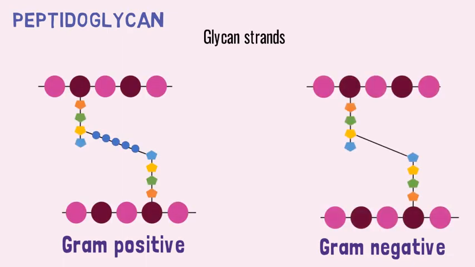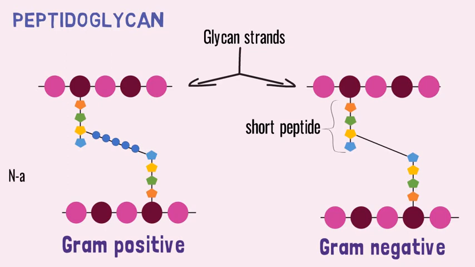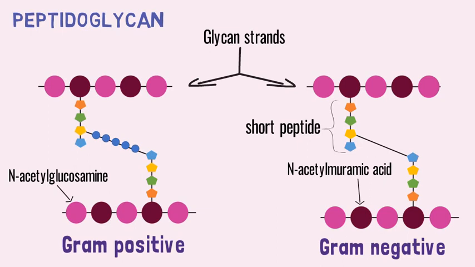Peptidoglycan is composed of glycan strands cross-linked to one another by short peptides. The glycan strands are made up of two glucose derivatives, N-acetylglucosamine and N-acetylmuramic acid. Typically, the peptides are made of 4 amino acids: L-alanine, D-glutamine, L-lysine or meso-diaminopimelic acid, and D-alanine. Cross-linking of the glycan strands can occur directly or through a peptide bridge.